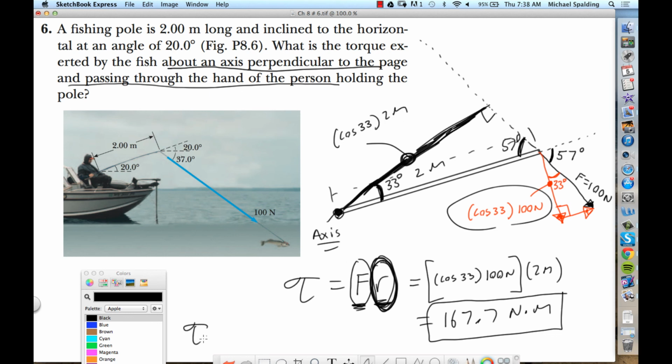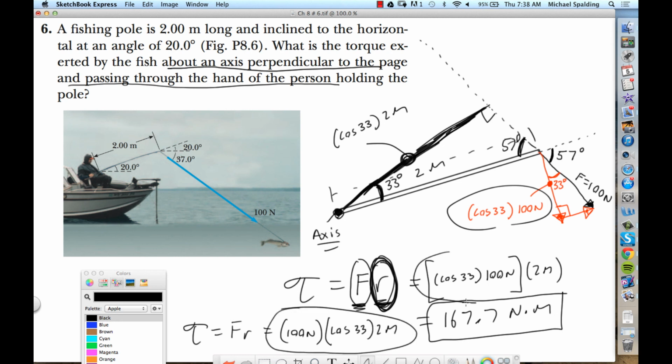All right, so let's do it again. Torque equals force times distance. So now force is 100, and then we're going to use this distance, cosine 33, 2 meters. Notice that this and this are the same. So you could either make the force perpendicular to the distance, or you can make the distance perpendicular to the force. All right, Spaldo out.